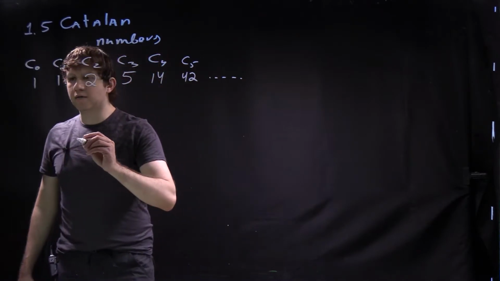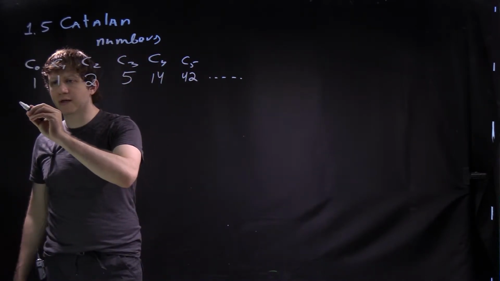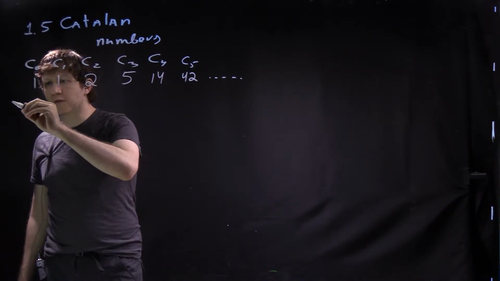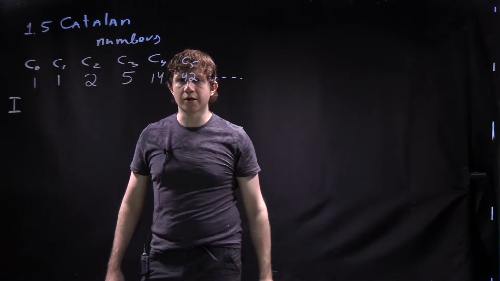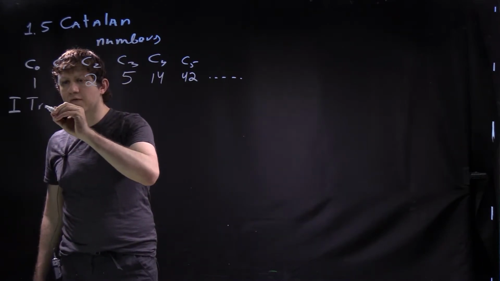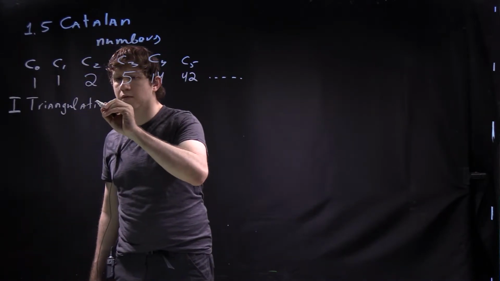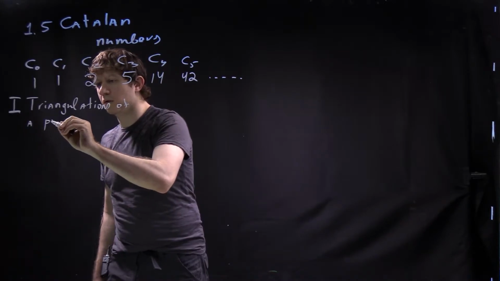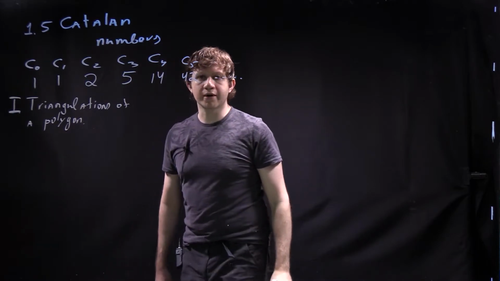So they were discovered, at least one of the versions is that they were discovered by Leonhard Euler. And Euler was studying the following questions. So let me start with the first interpretation of Catalan numbers. And this is related to triangulations of a polygon. Okay, so what is a triangulation?